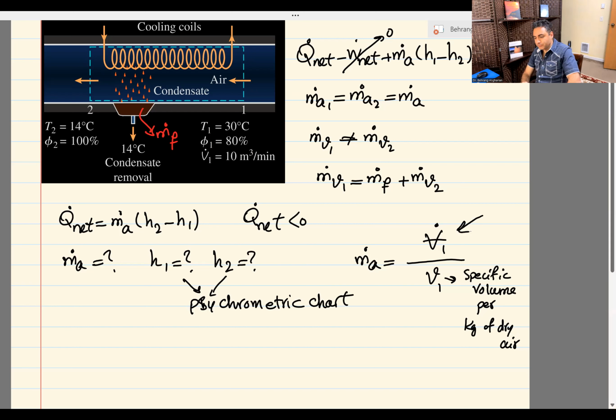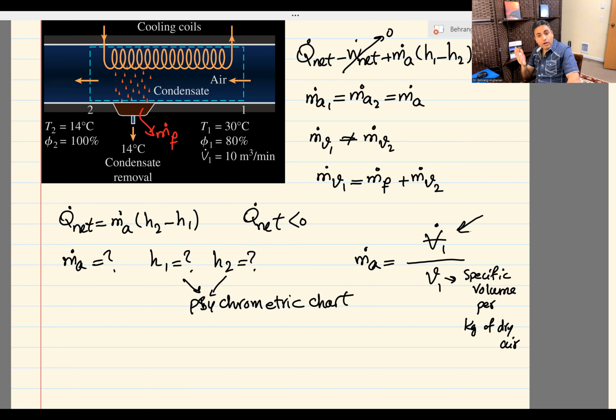That's very interesting. So looks like we got everything. I can find H1 and H2 from the psychrometric chart, and I can find that V, specific volume per kilogram of dry air, from there. And by dividing the volume flow rate by that specific volume, I can find m dot of dry air. And looks like I have my Q net. I am good to go. And that's what we're going to do.